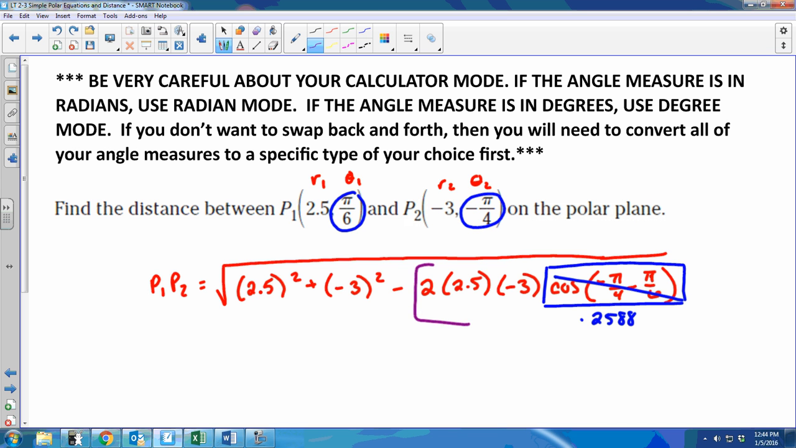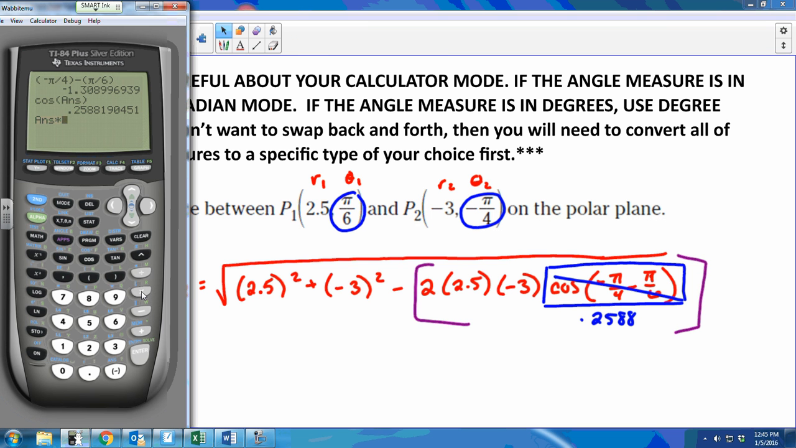Then I'm going to work on all this. It's a huge product, so I'm just going to multiply it all together. So times 2 times 2.5 times negative 3, and I get negative 3.88.